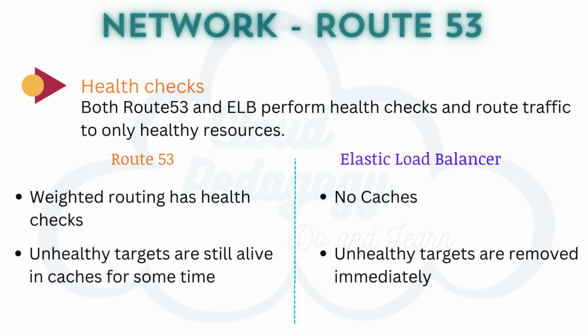Route 53 weighted routing has health checks and removes unhealthy targets from its list. However, DNS is cached, so unhealthy targets will still be in the visitor's cache for some time. On the other hand, ELB is not cached and will remove unhealthy targets from the target group immediately.